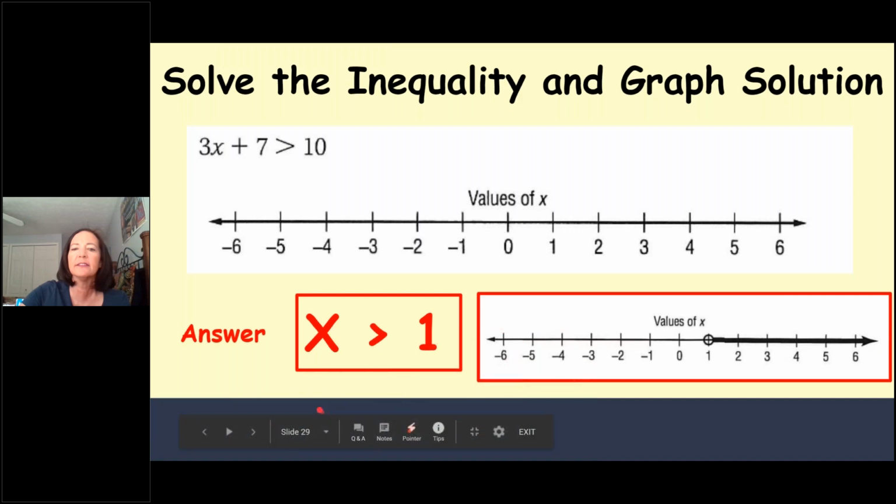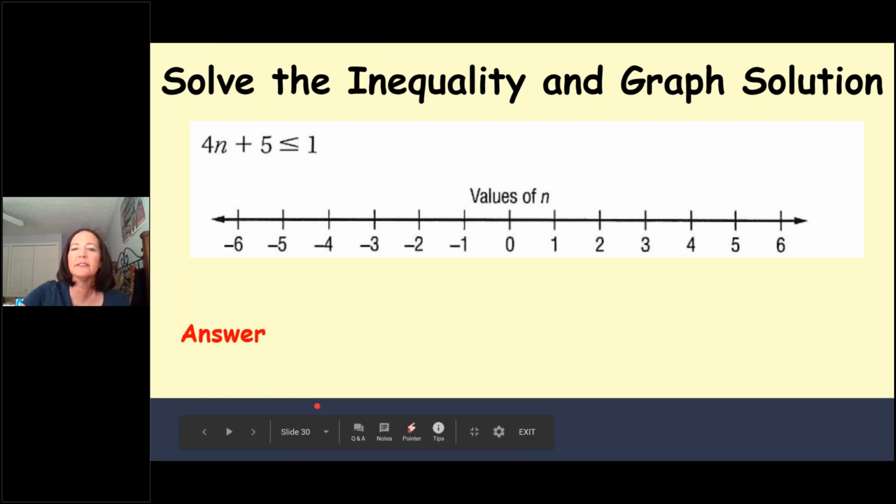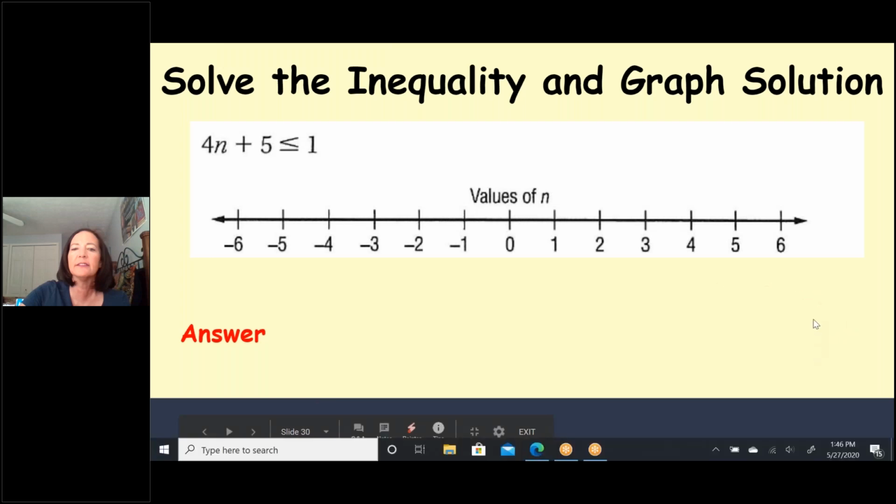Nice. Okay, so Tylisha, how about this one? You want to try solving 4n plus 5 is less than or equal to 1? It's a tough problem, but I'll help you with it if you need help. You would subtract 5 from positive 5 and subtract 5 from 1, right? Nice.